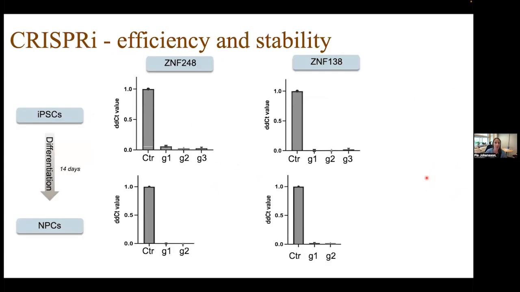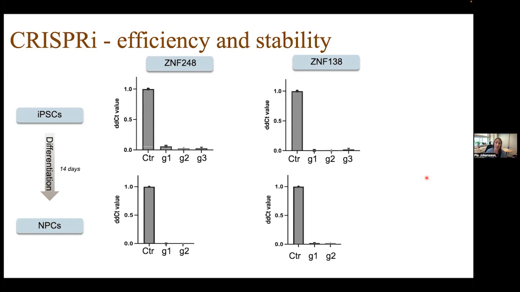So this is just another example of another zinc finger. I must say, zinc fingers work extremely well for this method. Some work maybe a little bit less well, but still work really well. But maybe not always do you get an absolute reduction of all the mRNA. So this is just showing that it's very efficient and stable.